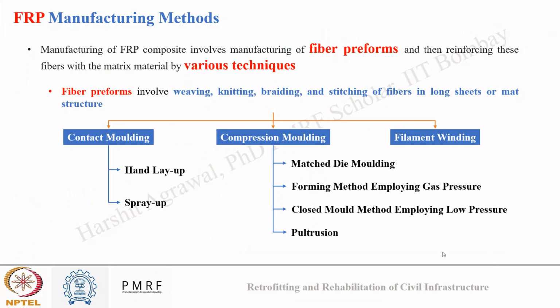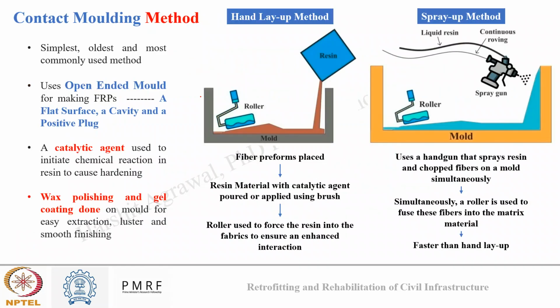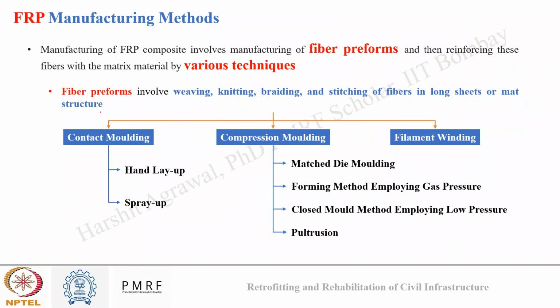Okay, so until now we discussed what is composite, different types of composite, then we talked about FRPC, types of fibers and polymers, and how fiber orientation and fractional proportion dictates the composite properties. Now let's see how composites are actually manufactured.